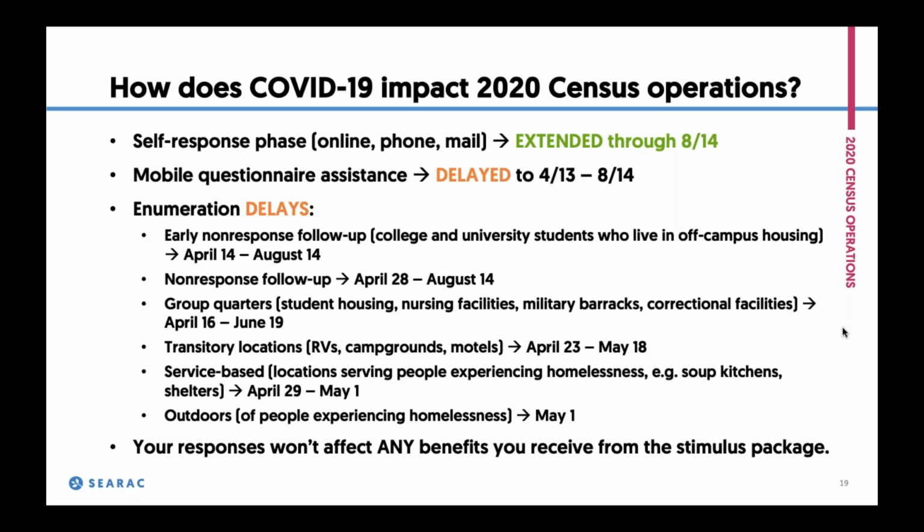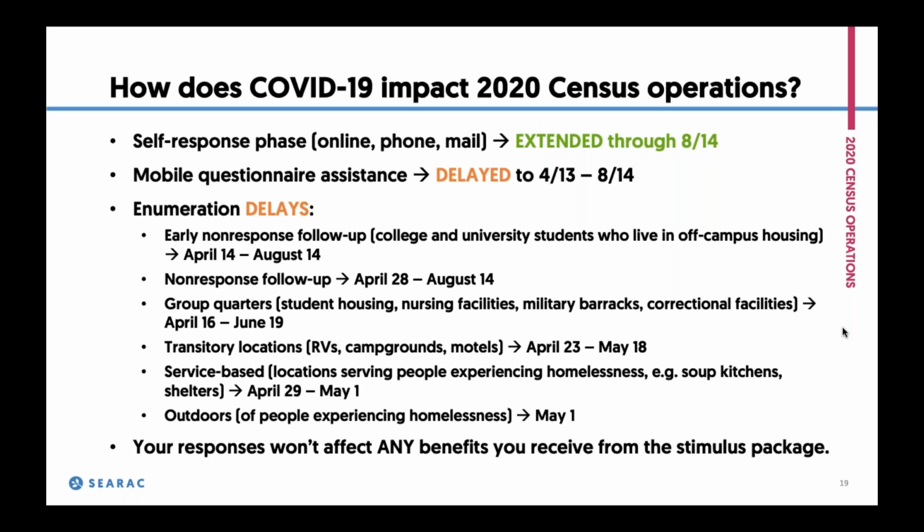As I mentioned, the self-response phase, so online, phone, or mail, is extended through August 14th. It was previously the end of July, but now we have until mid-August for that. Mobile questionnaire assistance, though, has been delayed to not start until mid-April, and then that'll extend through the 8/14 deadline as well.